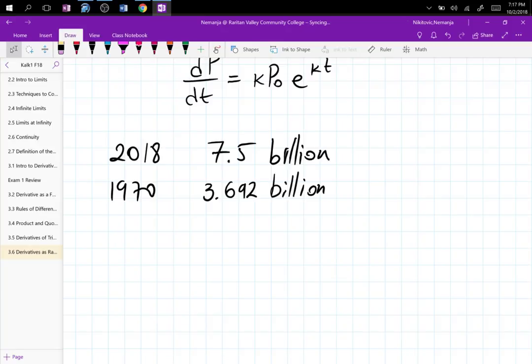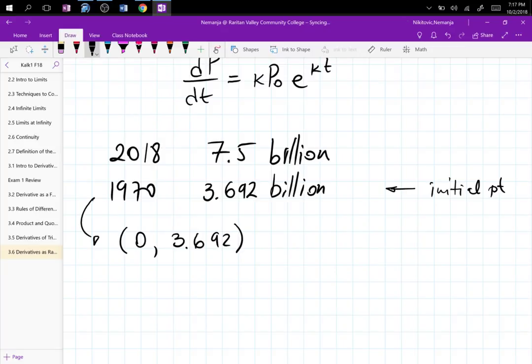Now the important part is to say that this is going to be our initial point as 0 for time and 3.692 for population, which would make the upper point 48 for time and 7.524 for population. I'll add 24 up there.